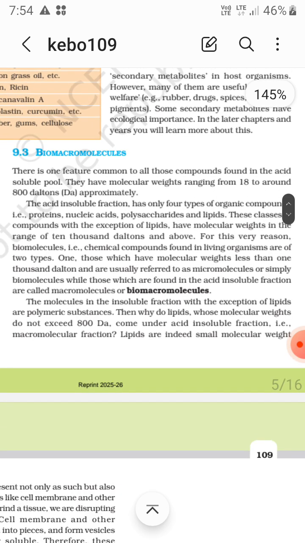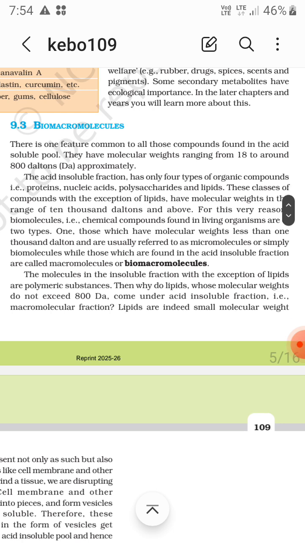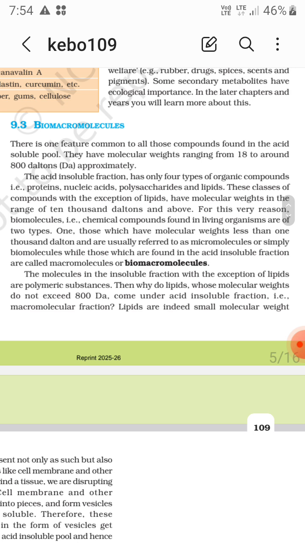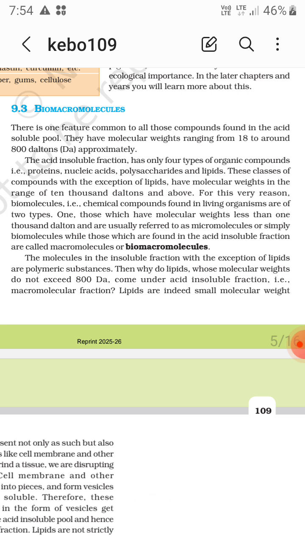Now, there is one feature common to all those compounds found in the acid soluble pool. They have molecular weights ranging from 18 to around 800 daltons approximately. The acid insoluble fraction has only 4 types of organic compounds: the proteins, nucleic acids, polysaccharides and lipids. These classes of compounds, with the exception of lipids, have molecular weights in the range of 10,000 daltons and above.